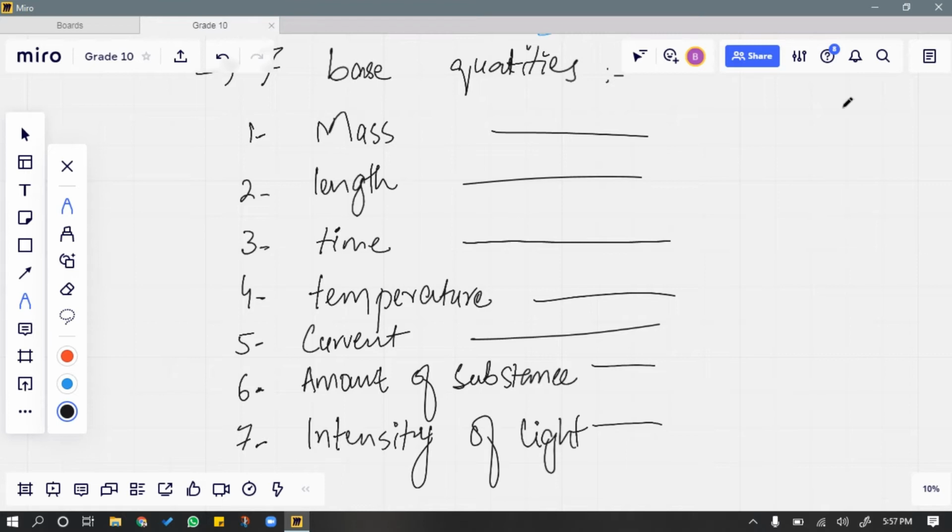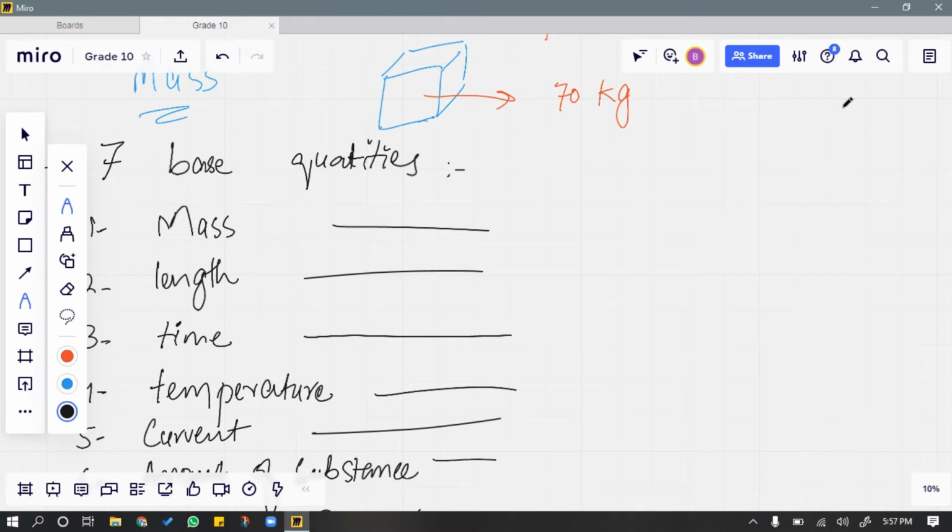Those units which we are using for base quantities are known as base units. What do we call them? We call them base units. And now we're going to look into the base units one by one for the respective base quantities.